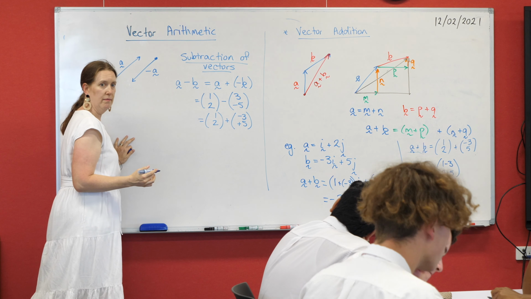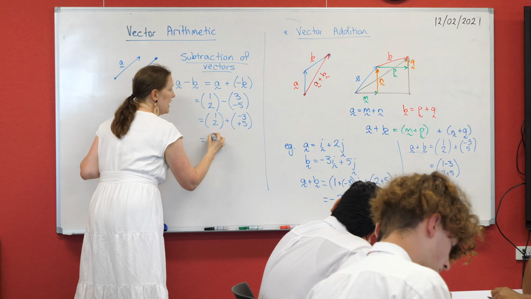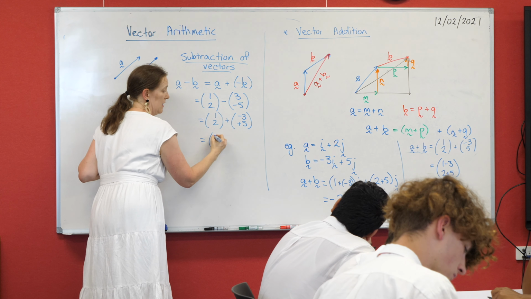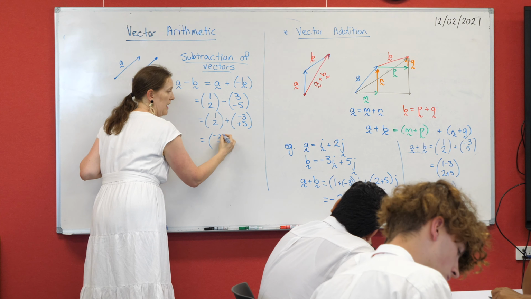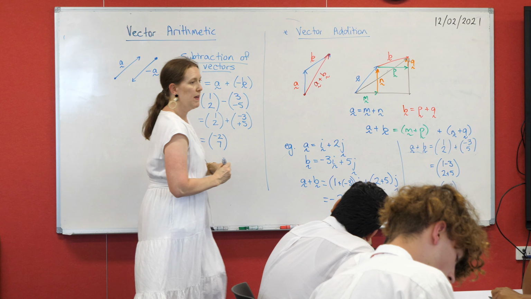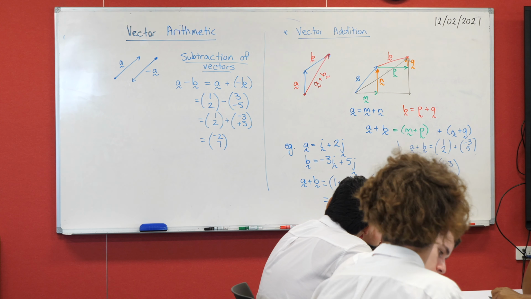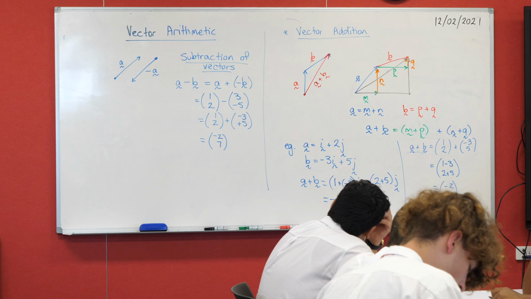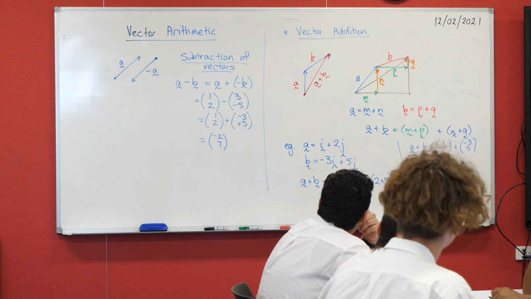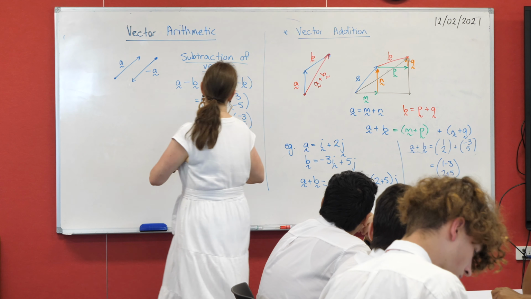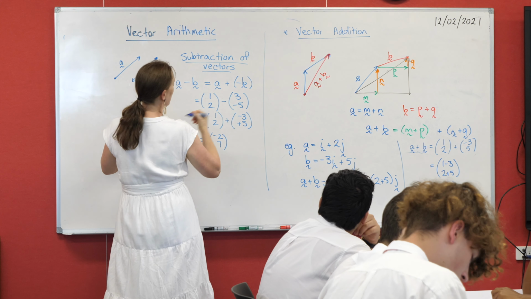I'll show you what that looks like as a plus. Are we happy with that? My answer ends up being minus 2, 7. Have a look how that compares to my original answer. What's the difference? I had minus 2, 7. Have I done a mistake? Yes, I have. Of course I have. Did I write this one wrong? Yes.